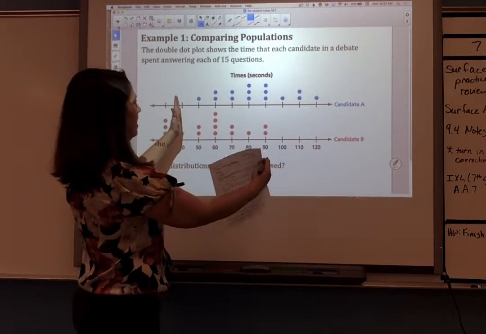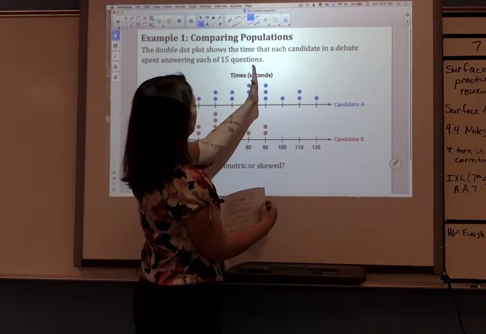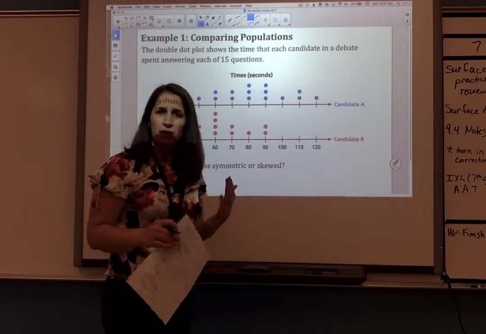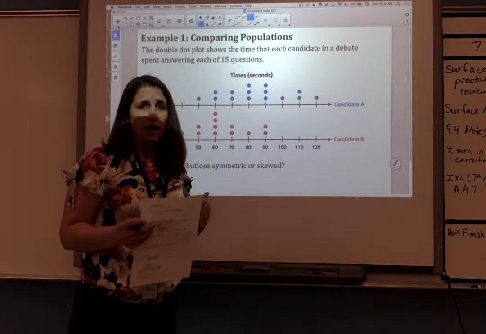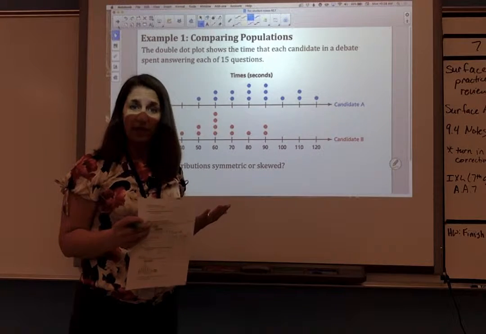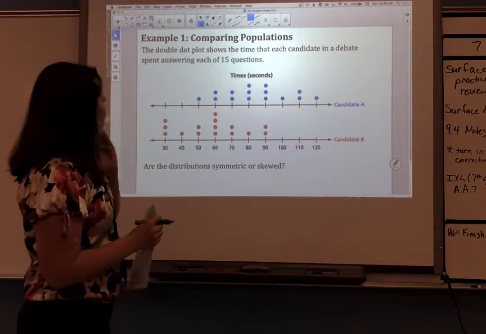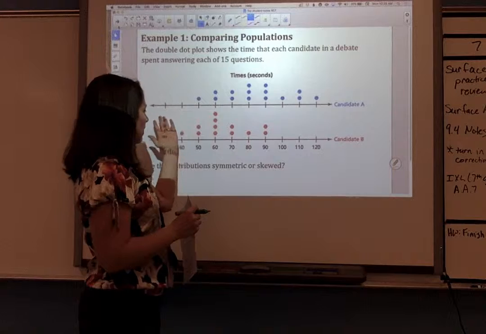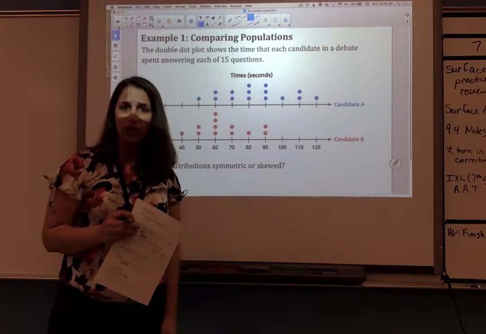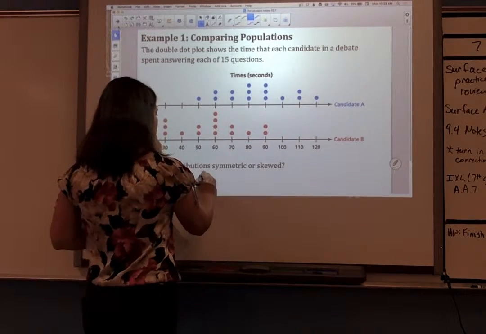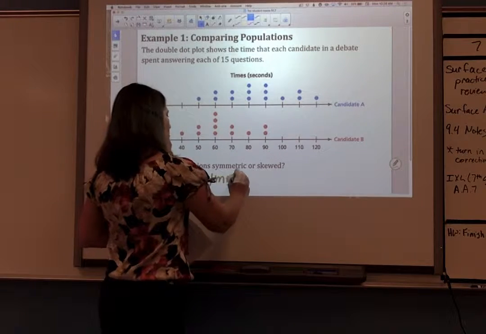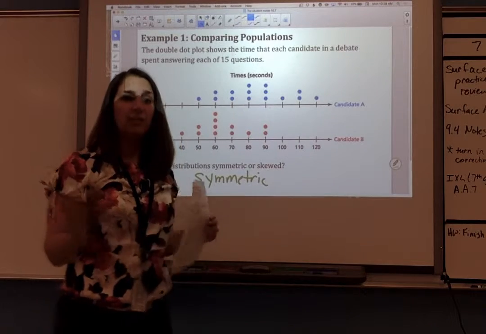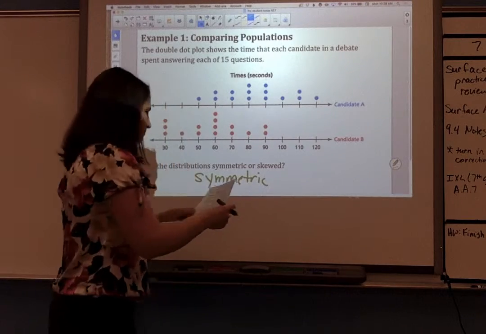So let's look at just candidate A, and it looks like if here's the center, the left and the right are pretty similar in shape. I wouldn't say it's skewed one direction or the other. That's pretty symmetric. And then if we look at candidate B, we have this center right here, and the left and the right side are pretty similar to each other. So that is also symmetric. So both of these are symmetric. They're not the same data points, but both sets of data are symmetric.